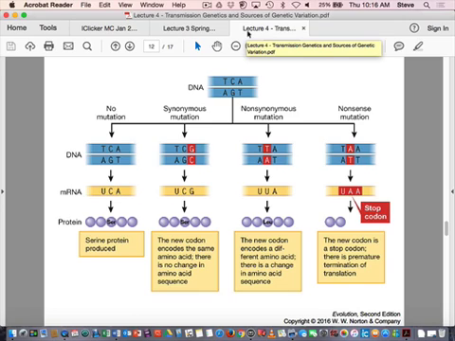So here's an example where you go through transcription and translation. There are no mutations, and you get a serine being produced. This is where you consider this the ancestral state, where there are no mutations.